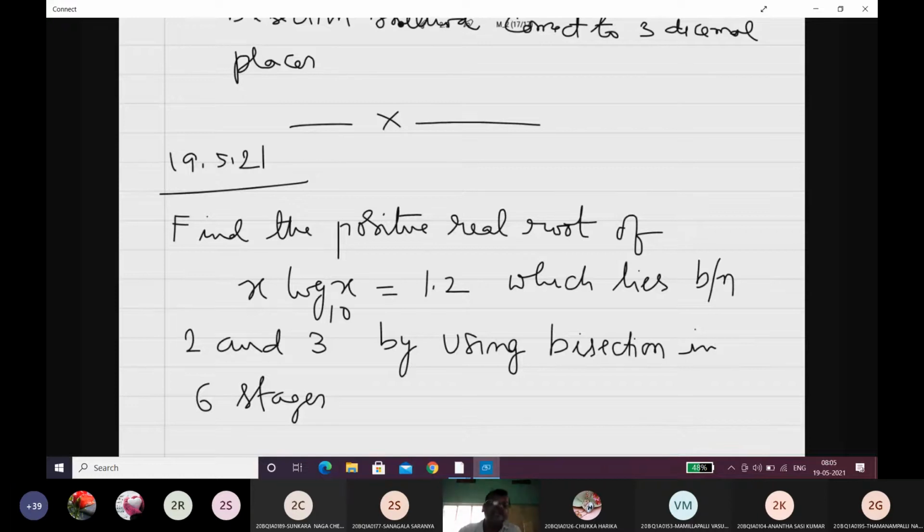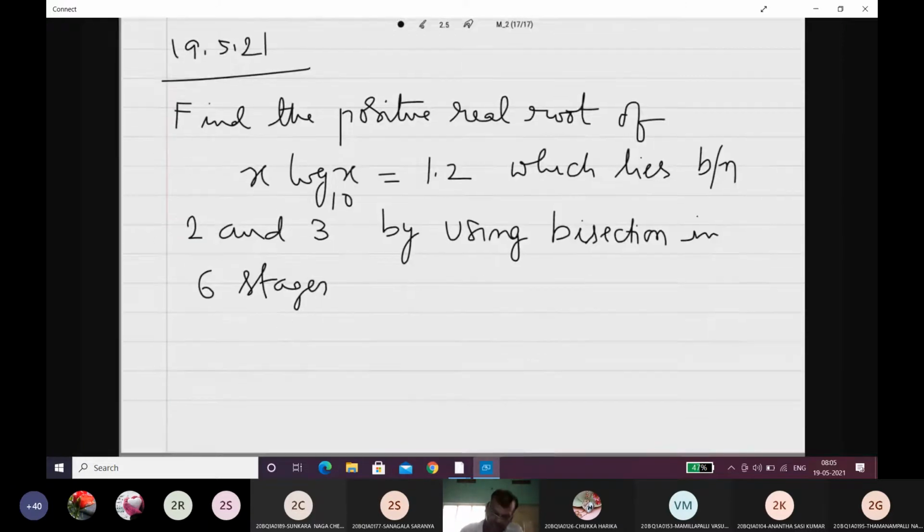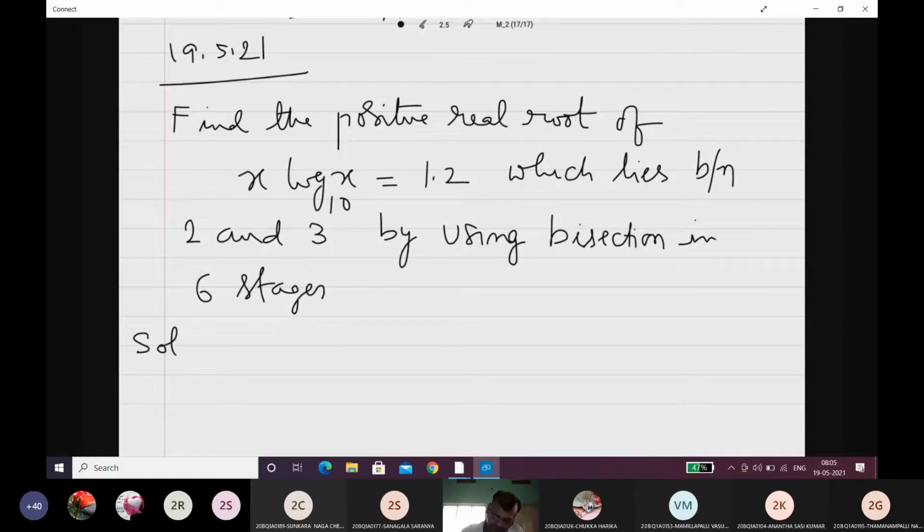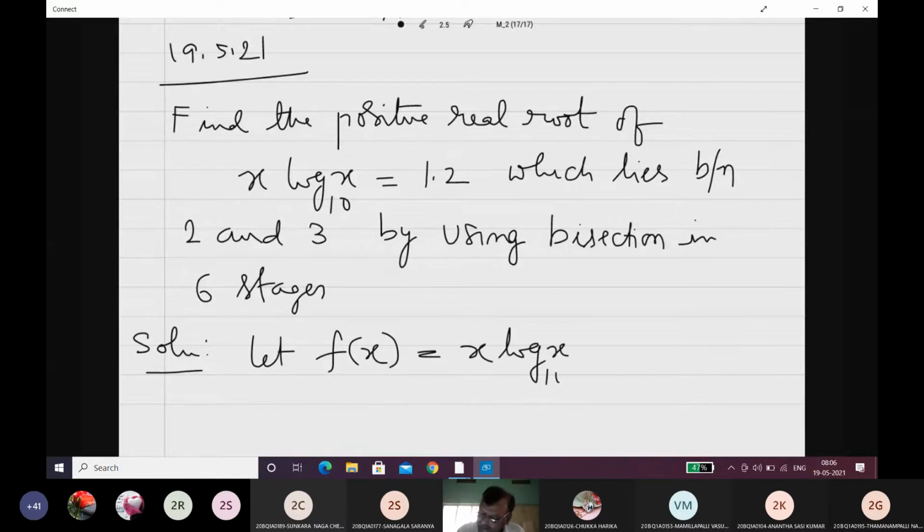And clearly we have to observe that the root lies between 2 and 3, which is also given in this problem. Is it right? That means it comes under the bracketing method. Now coming to the solution of this problem. Let f of x is equal to x log x base 10 minus 1.2.